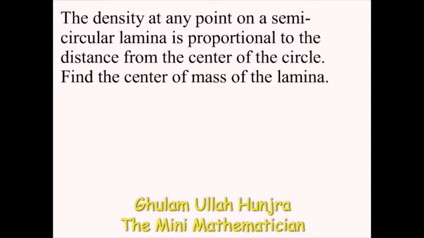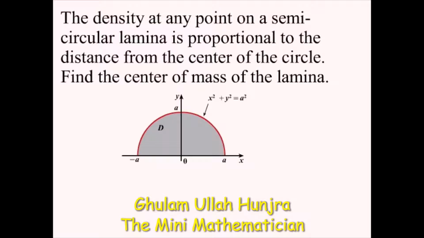The density at any point on a semicircular lamina is proportional to the distance from the center of the circle. Find the center of mass of the lamina. All right, there's our lamina represented on the xy plane. And you can see our x squared plus y squared equals a squared. That's the formula for our circle. We have just half of that as one of our boundaries, and the x-axis as the other.